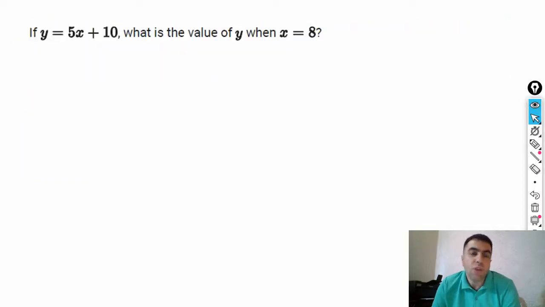If y is equal to 5x plus 10, what's the value of y when x is equal to 8?